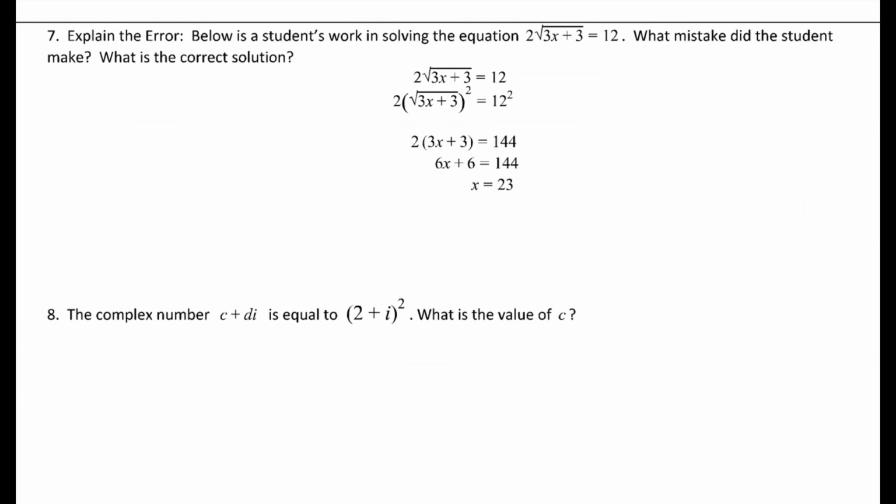Below is the student's work solving the equation 2 times radical 3x plus 3 equals 12.